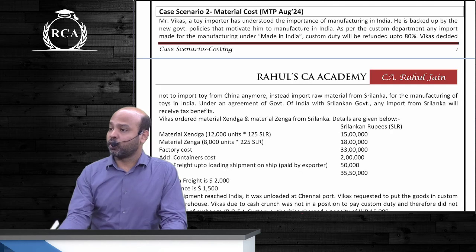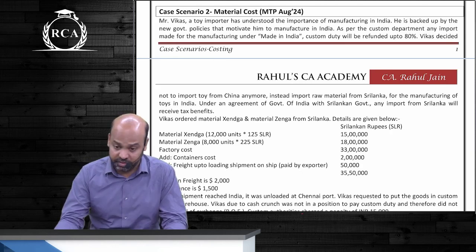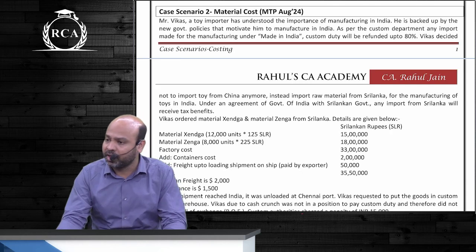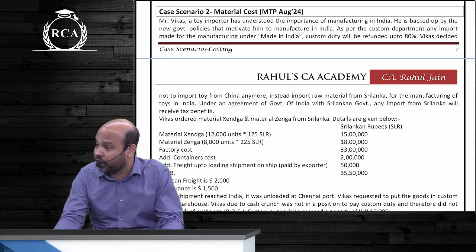I told you earlier, normally customs duty is either refundable or non-refundable. We learned this in the materials chapter. We have learned this, guys. We will be learning this in AS 26 also somewhere. Any amount of import duties paid is non-refundable, and that is why they are added to the cost.